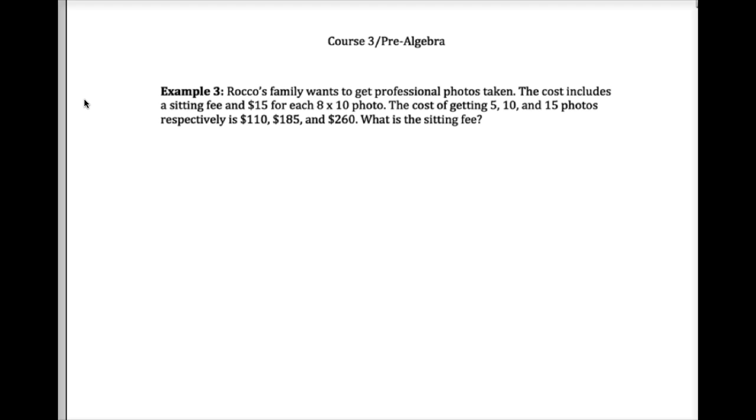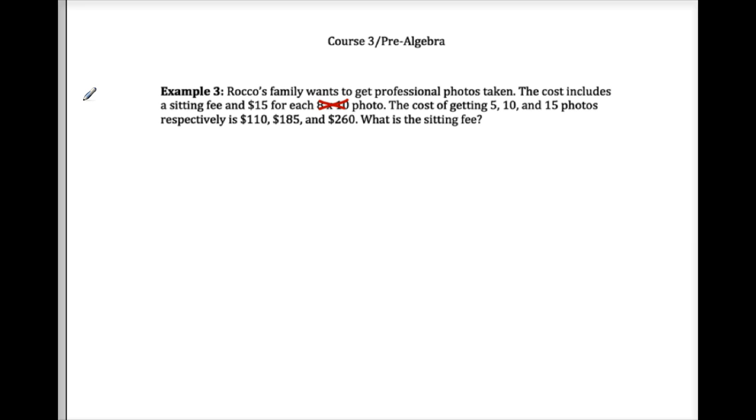Okay. So we don't know the sitting fee, and then it's $15 for each 8x10 photo. Does the 8x10 have anything to do with the numbers in this problem? No. It's just for each 8x10 photo, just each photo. The cost of getting 5, 10, and 15 photos, respectively, is $110, $185, and $260.